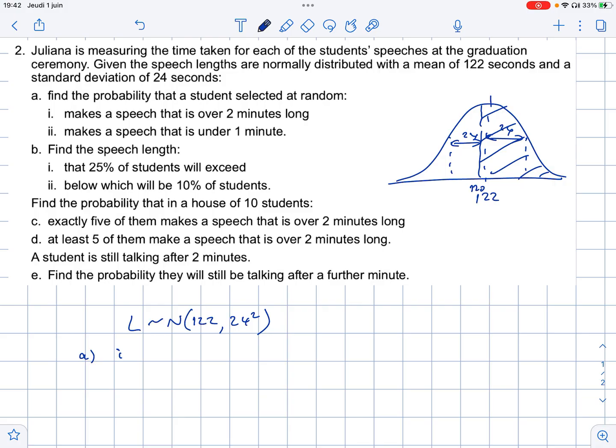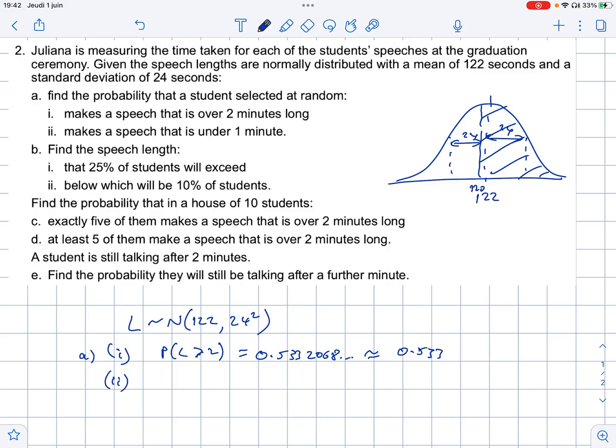That's part A. A student makes a speech over 2 minutes long is the probability that L is greater than 2 minutes. Or same as greater than or equal to, because it's continuous, it makes no difference. So now we have to find the probabilities over that. Put in your calculator as a normal CDF. We only ever use CDF, or inverse normal for normal. We never use PDF. So that's 0.533206.8, etc. That's approximately equal to 0.533.